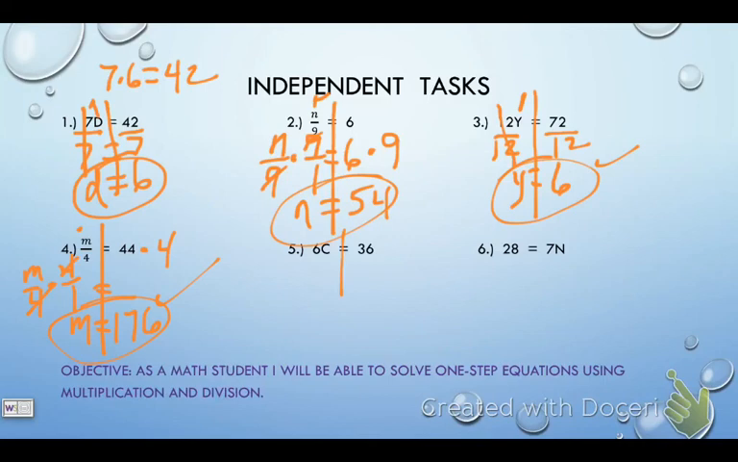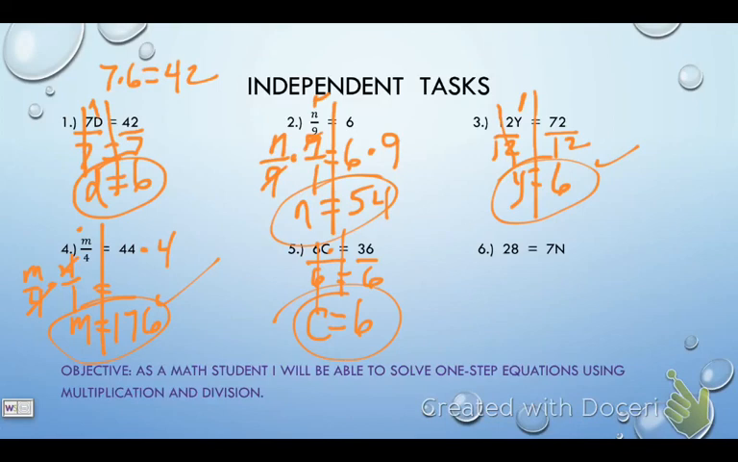Here we go. I want to keep moving. Don't want to take too much time because time is important when I'm looking at my time on my video. All right, here we go. We got to isolate the c. That's our variable. Since it's multiplying, we want to divide both sides by 6. Right? We got 6 divided by 6 is 1. C equals 36 divided by 6 is 6.